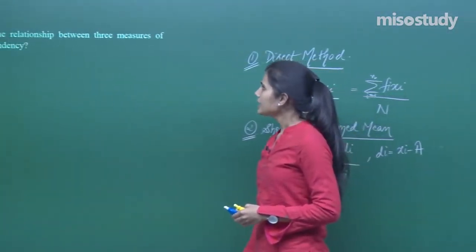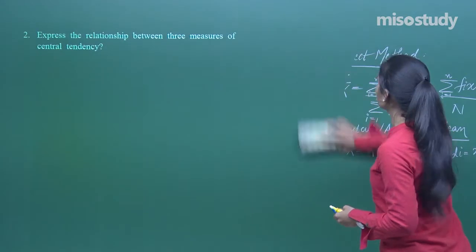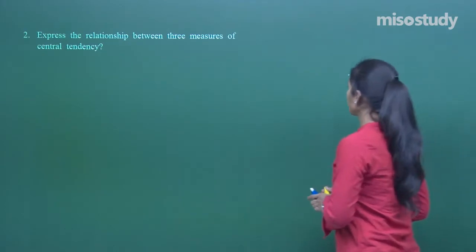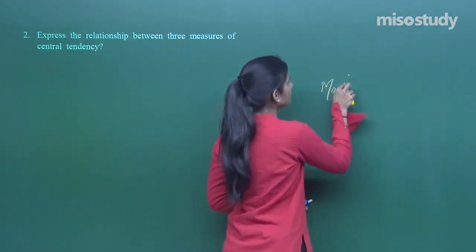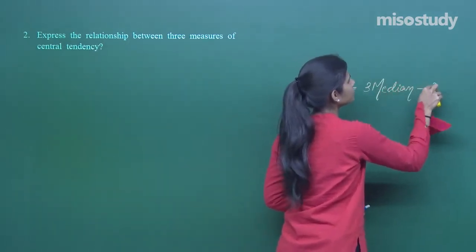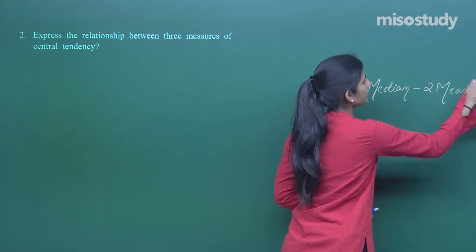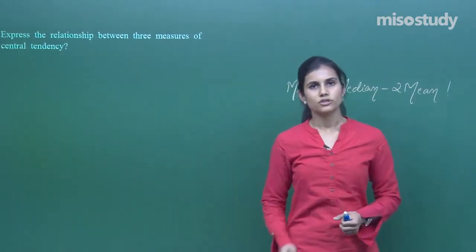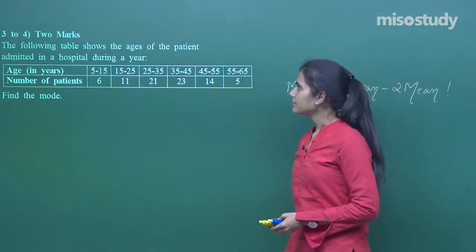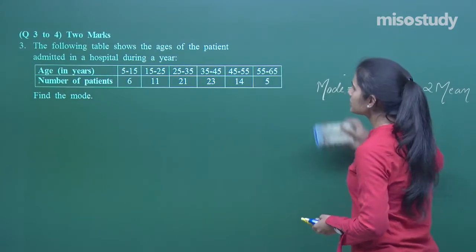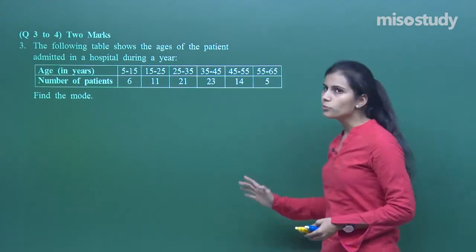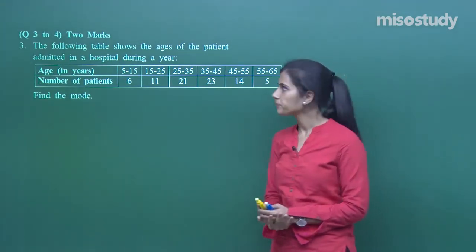It says that express the relationship between the 3 measures of central tendency. So the 3 measures of central tendency have what relationship? The relationship is nothing but mode is equal to 3 times median minus 2 times mean. That's the relationship between the 3 measures of central tendency, the mean, median and mode. Moving to the next, it says that this following table shows the ages of patient admitted in a hospital during a year. Find the mode for this given grouped frequency distribution.